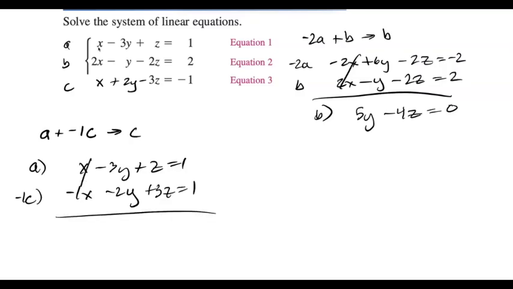Then we're going to add these up, those cancel. I get -5y plus 4z equals 2. Like that. That's my new c. And then what do we always do? Solve the new equations for each other. Let me run right here.